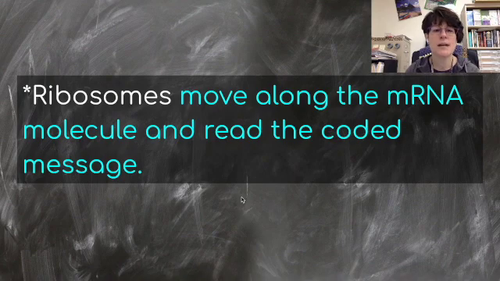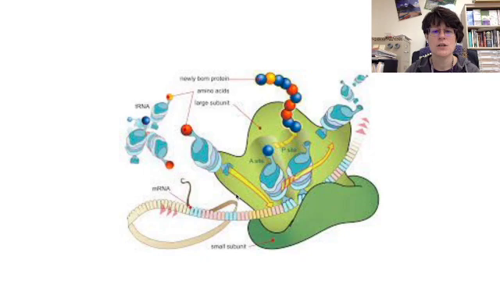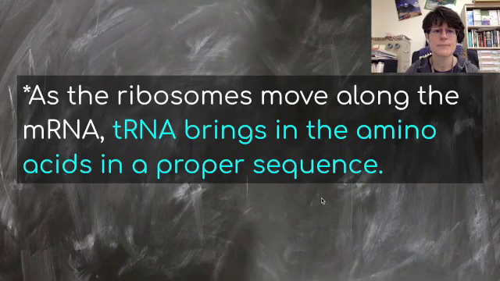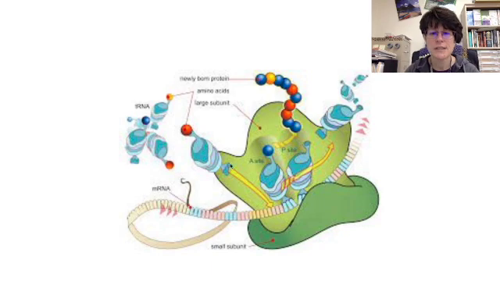Ribosomes move along the mRNA molecule and read the coded message. So it's nestled right there between that large subunit and the small subunit, and it is being read. As the ribosomes move along the mRNA, tRNA brings in the amino acids in a proper sequence. So you can see that here. There's a tRNA matching up with the codon. So the codon is on the mRNA. There's an anticodon. It's matching it up. It has an amino acid here on the end of it that it's attaching to this amino acid chain, this polypeptide protein chain.